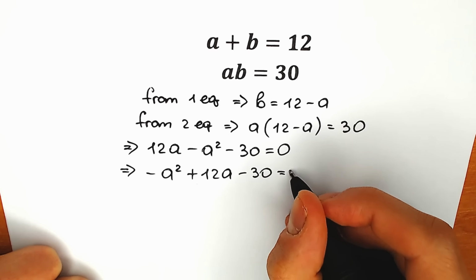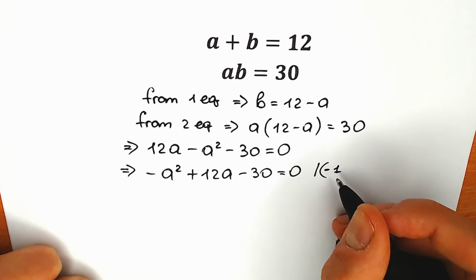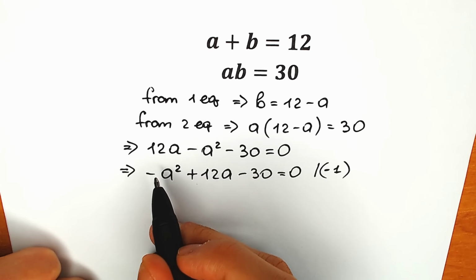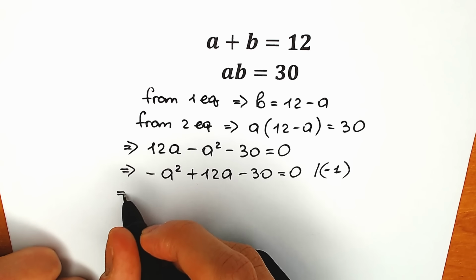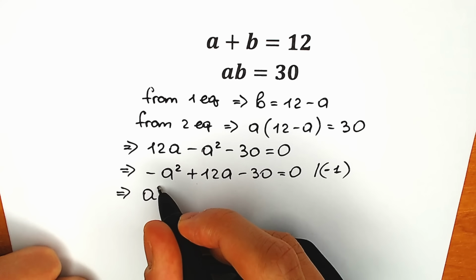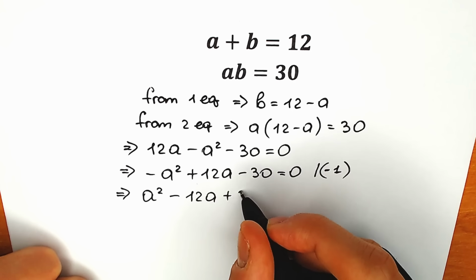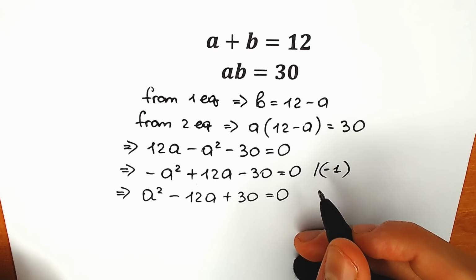And the final trick, let's change this sign. We need to multiply by minus 1, because we prefer a classic order. We don't like this negative sign right here, it should be positive. So let's multiply by minus 1, and our final quadratic equation is a square minus 12a plus 30 equals 0. Let's solve it.